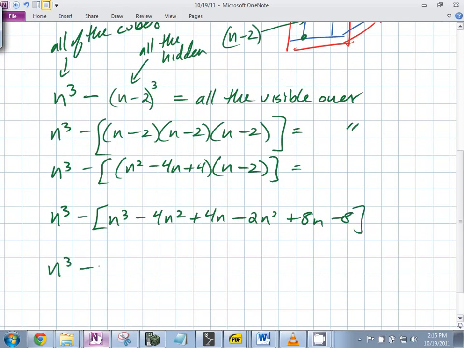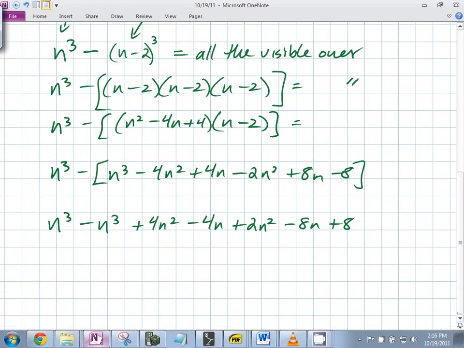The n cubes cancel. Can we combine some stuff? Yeah, so you end up with what? 6n squared. And that's 6n squared minus, what, 12n, plus 8. So that's the number of what? Visible cubes. The number of visible cubes.